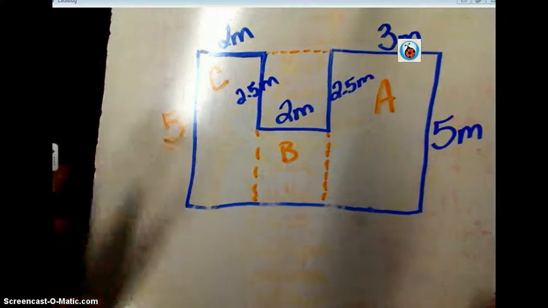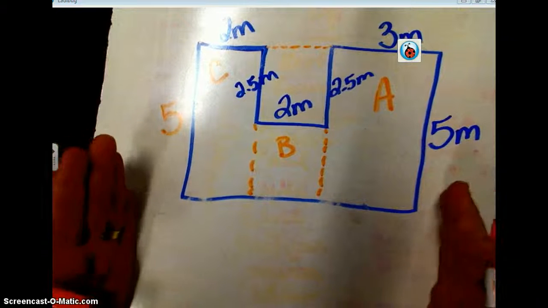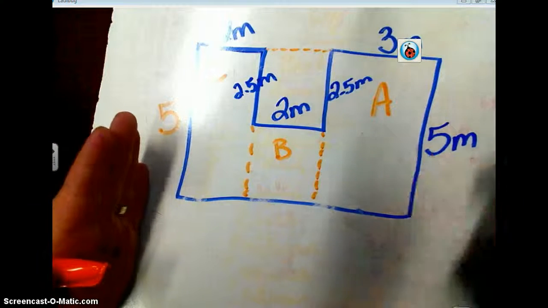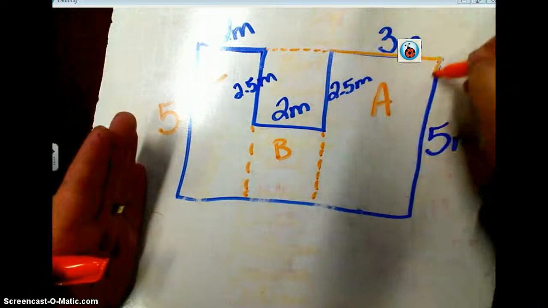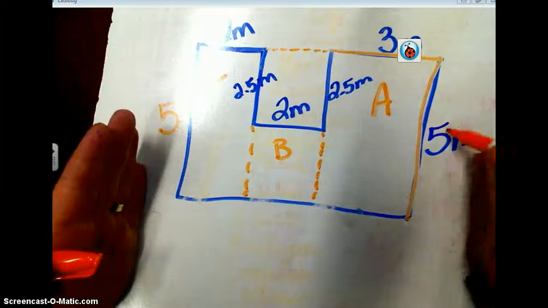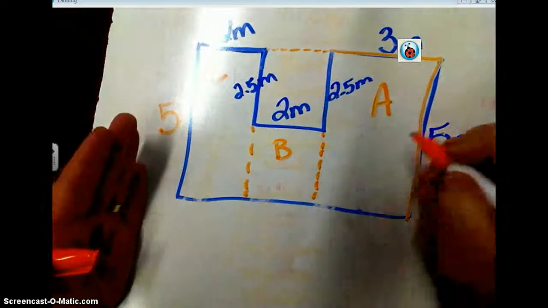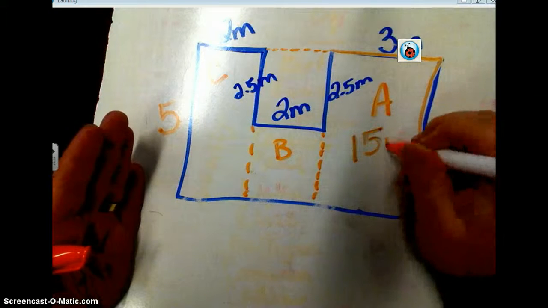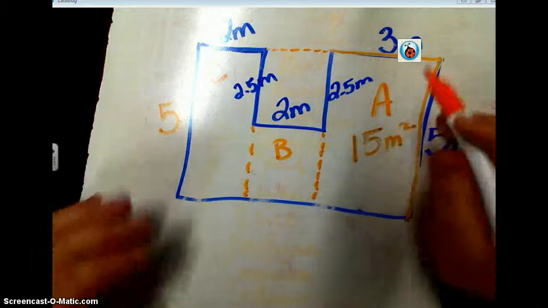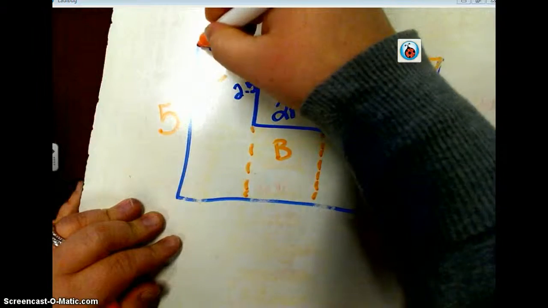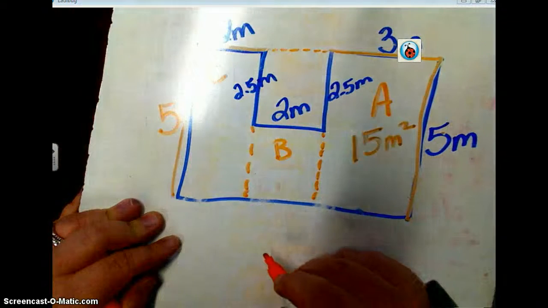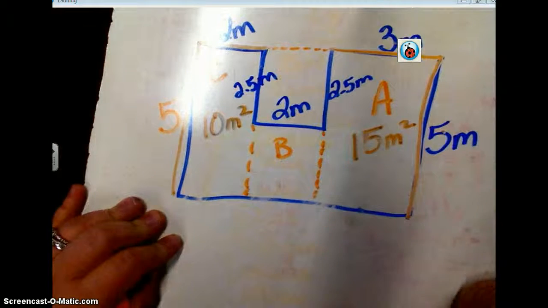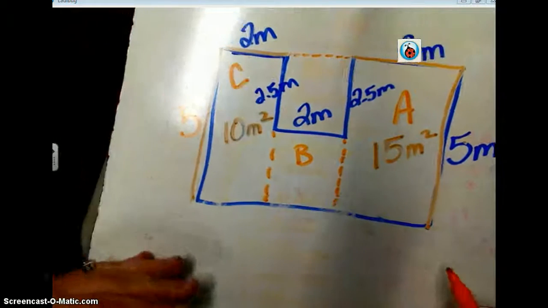Okay? If I look at this right here, I can already easily find the area of my two outside rectangles because I have a length and I have a width. 5 times 3 is? 15. So the area of shape A is 15 meters squared. Here I have 2 times 5, 10 meters squared. Now all I have to figure out is shape B.